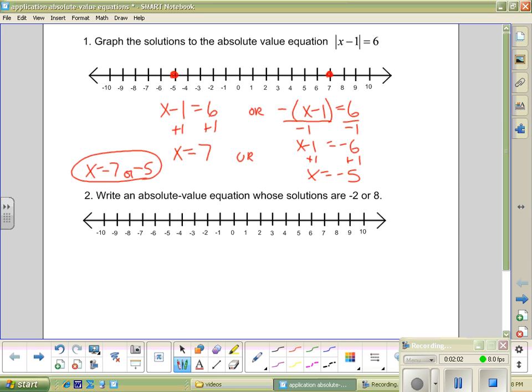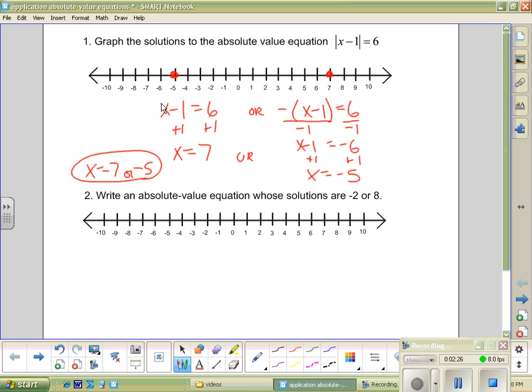So what I would end up writing down as my answer is x equals 7 or x equals -5. Now I want to give you a quick introduction of what's going to happen on the next problem, because if you look at problem number 2 right below it, you're actually asked to write an absolute value equation. I want to show you how your solutions and the graph can go right to writing the equation. The very first thing we'll look at is that 7 and -5 are the two answers that we came up with.